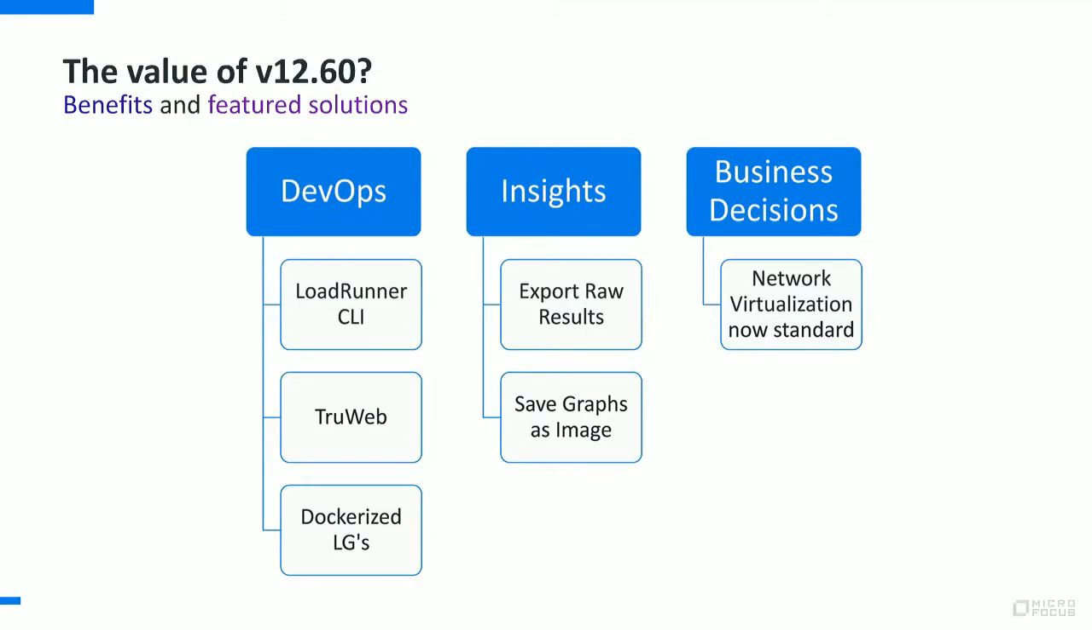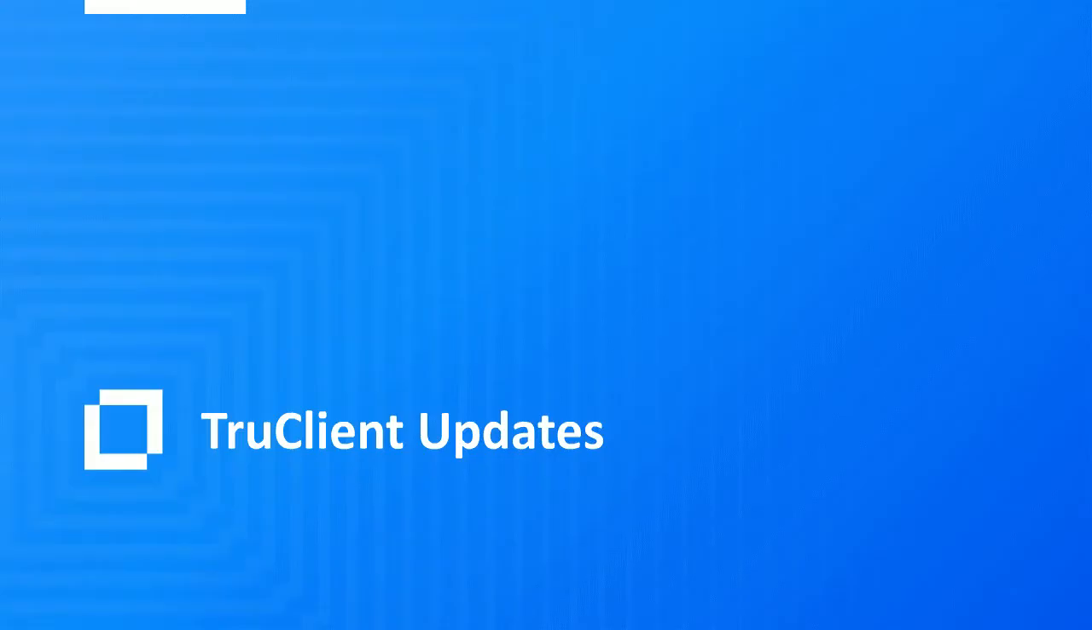Now we've categorized some of the benefits that were added within 1260 into three different categories: DevOps, Insights, and business decisions. I plan to describe and discuss each one of these items, but as you can see, the team really invested a lot in this release of LoadRunner, and this is something that we're going to push forward with as we go with future releases. What I'm going to do is start with some of the updates made to the protocol side, starting with TruClient, and then we'll make our way down to LoadRunner itself.